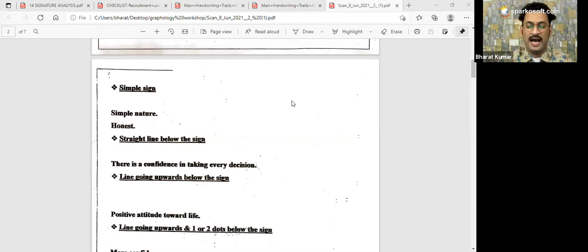So when the line is moving up, it is a positive sign, hope. Meaning in all cases you are hopeful in life, whatever the situation may be. Yeah, my sign moves upward completely. Yeah, if you have two lines, I will work on that also, don't worry.